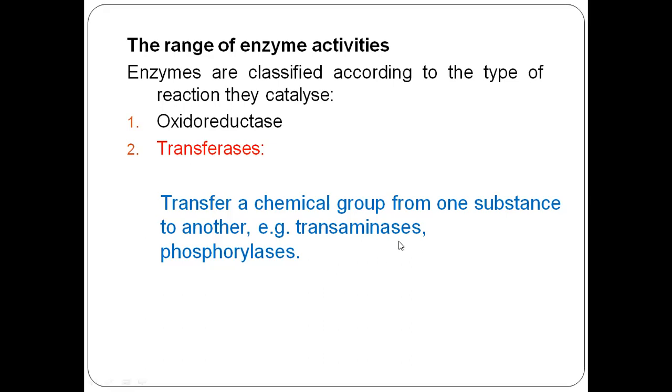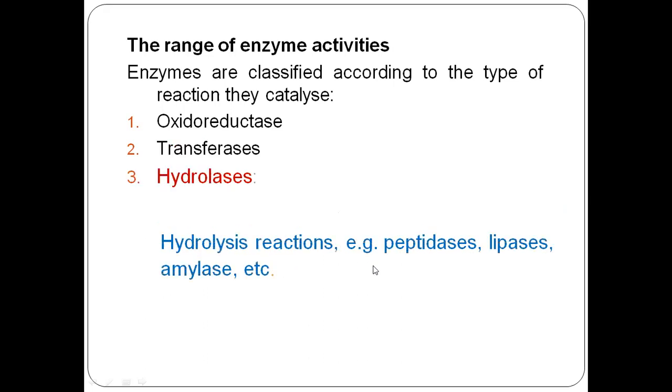Transaminases. Amino groups are going to be transferred from one point to another. Phosphorylases. Phosphate is going to be transferred from one substance to another. These are the enzymes that will carry out the transfer of phosphate groups. And transaminases bring about the transfer of amino groups.